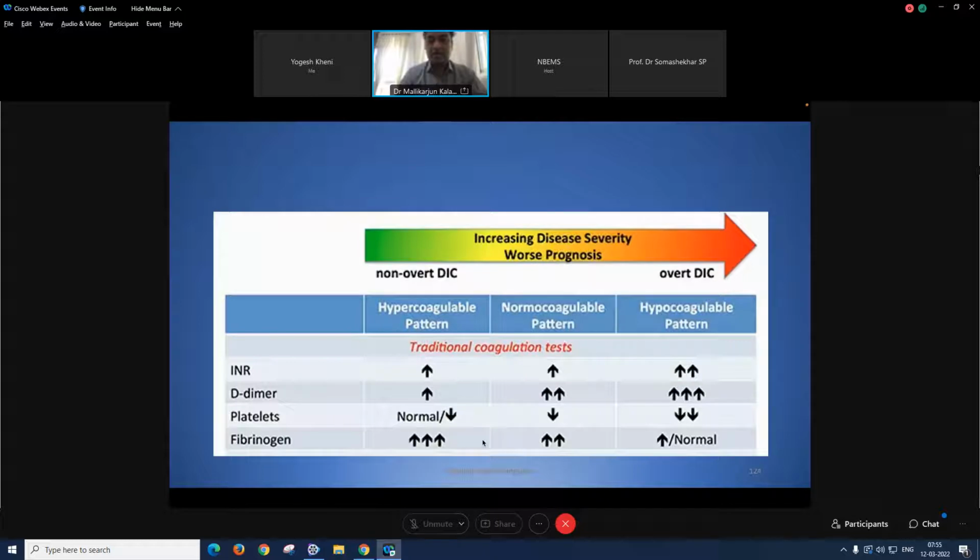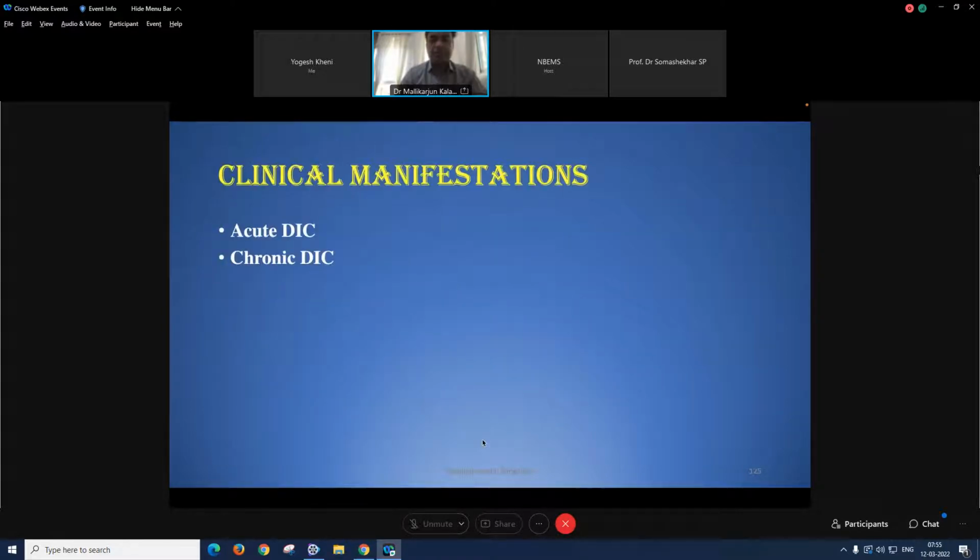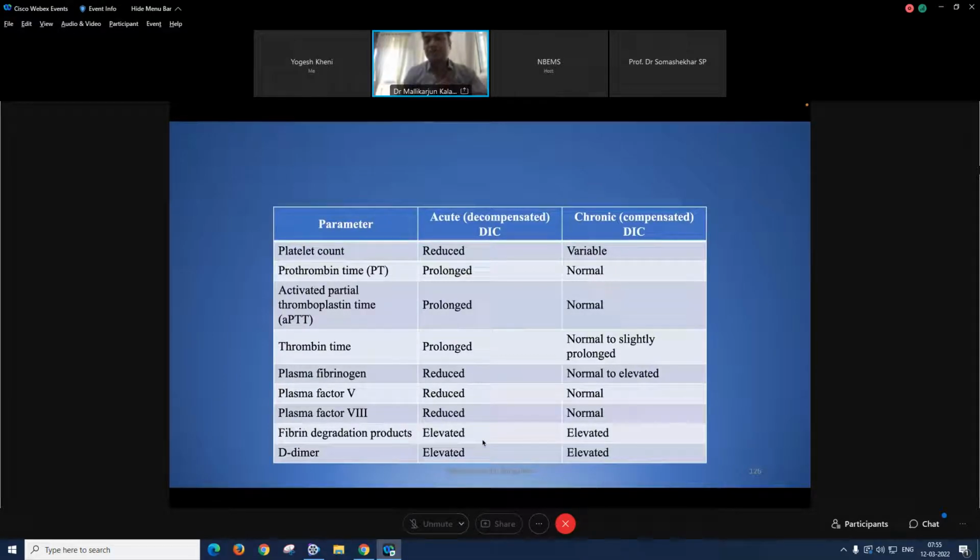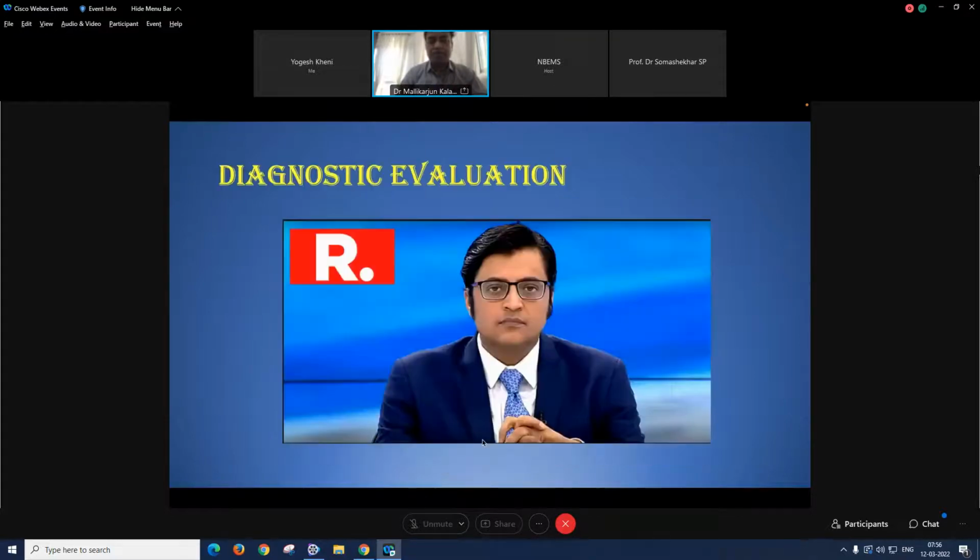And DIC, the laboratory anomalies would depend on whether we try and diagnose it early on, or when the patient is extremely sick and extremely hypocoagulable. So acute and chronic DIC need to be distinguished, because the risk of bleeding is much more in decompensated DIC as against compensated chronic DIC, wherein some patients may actually be at risk for thrombosis. So that is something that we need to remember.